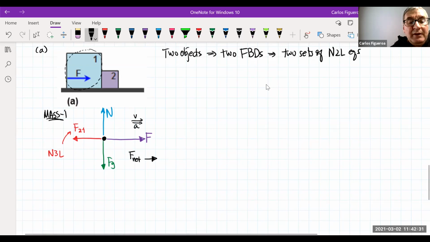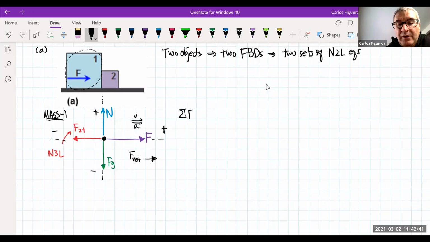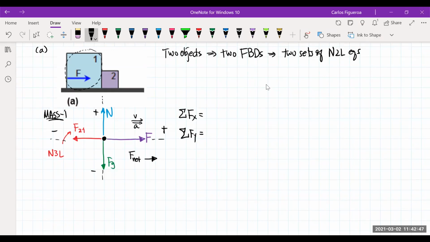So now I've written all my forces. Here's my direction of velocity, so that's plus, minus, plus, minus. Then I start writing Newton's second law. So I have this force, and here I go. Hey, Carlos. Yes. Would you not include the force of 1 acting on 2?